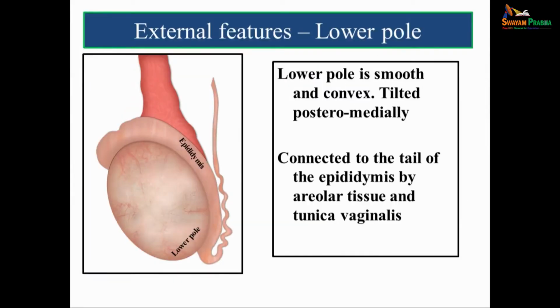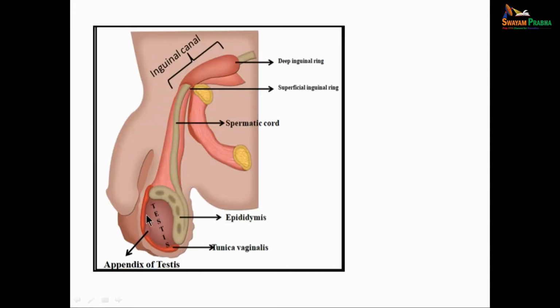Now, we move on to the lower pole. The lower pole is smooth and convex. It is tilted posteromedially and is connected to the tail of the epididymis by areolar tissue and tunica vaginalis. Now in this picture you can see the anterior border, the upper pole, the lower pole. This is the covering of the testis, the tunica vaginalis. The lower pole is related to this tunica vaginalis.